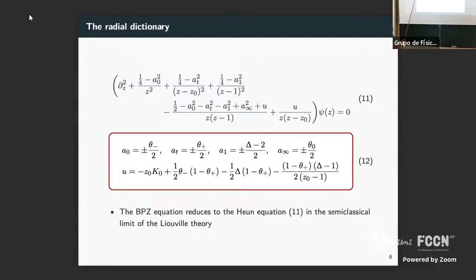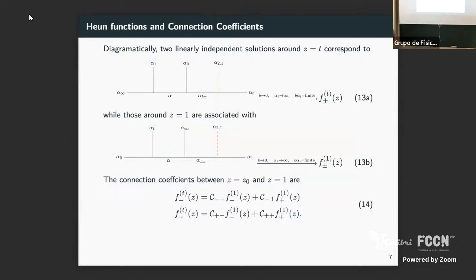The interesting thing is that this equation appears as a reduction of the BPZ equation when you consider the semi-classical limit of the Liouville theory. This is why Bonelli, Iossa, Panea Lichtig, and Tanzini are interested in this radial dictionary. Well, I think this is a more proper answer to Alec's question. We are interested in solutions around Z naught and 1. Schematically, you have the 5-point function, and then you take this limit.